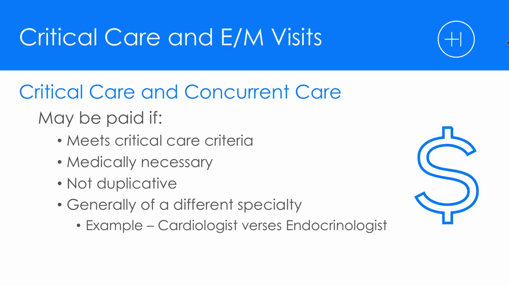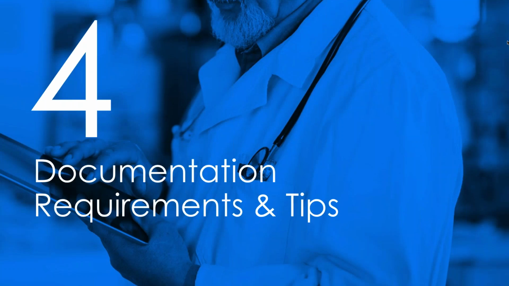Right, critical care and concurrent care. It may be paid if it meets critical care criteria, if it's medically necessary, it's not duplicative, and generally of a different specialty, right? So examples: cardiologist versus endocrinologist. So, two separate specialties providing care to a patient. There can be concurrent care that's actually occurring here, critical care and concurrent care as well. So these are things to consider that can happen. It can be two specialties that are actually providing that service.